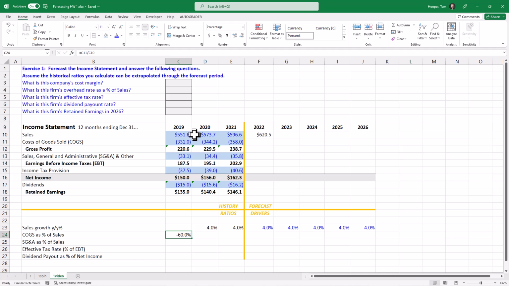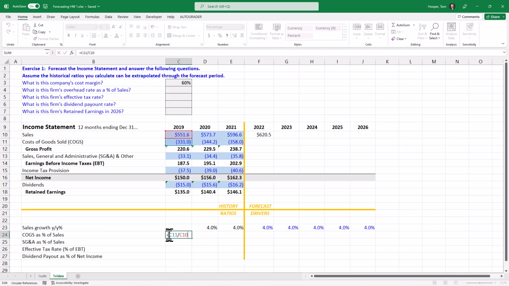Now on this income statement, this company is reporting their COGS as a negative value. Nobody thinks that they actually got paid to get goods to sell. So we know that that 331 is an outflow, the 551 is an inflow. We can simply add them together to get gross profit. But what we need to think about on the ratio is if we calculate a negative 60%, then our cost margin is a positive 60%. Let's not get wrapped up in the positive and negative sign of that.